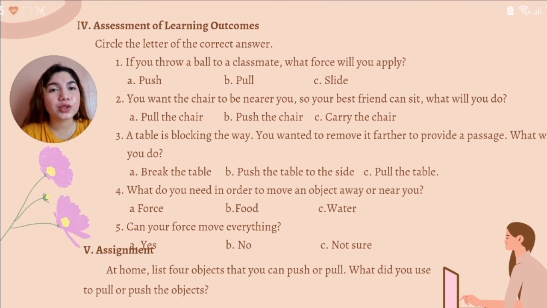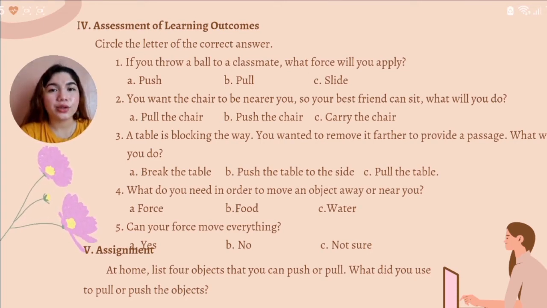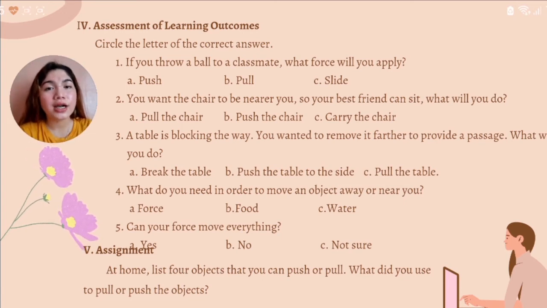First, we have: if you throw a ball to a classmate, what force will you apply? So as a teacher, you have to assess your students by giving them some assessment like this and allow them to answer the question. So number 2, we have: you want the chair to be nearer you so your best friend can sit. What will you do? A. Pull the chair. B. Push the chair. C. Carry the chair.